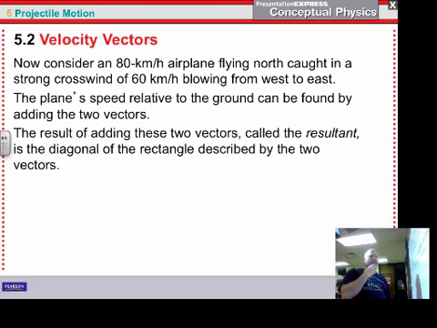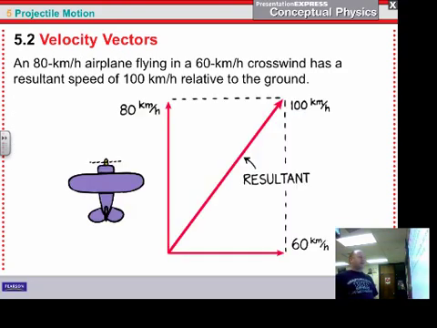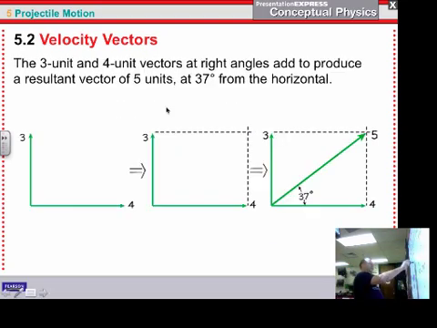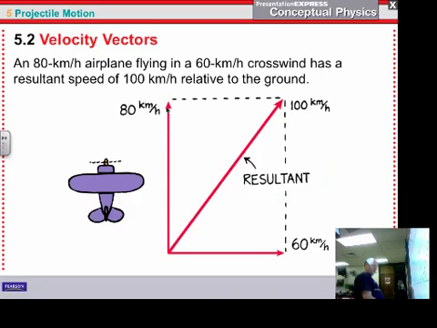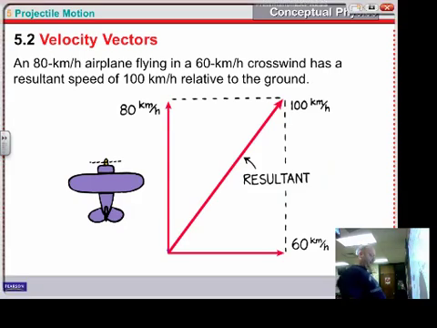Now, let's make this a little bit different. Let's say that we had an 80 kilometer per hour airplane flying north, and it's in a strong crosswind blowing from west to east. Well, what does that mean? What happens there? What are we going to get? So here's our airplane going 80.